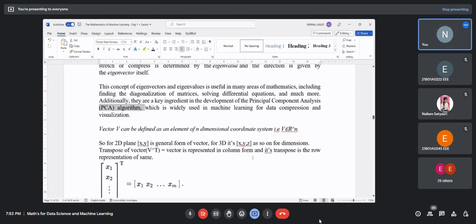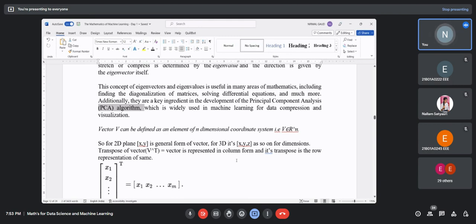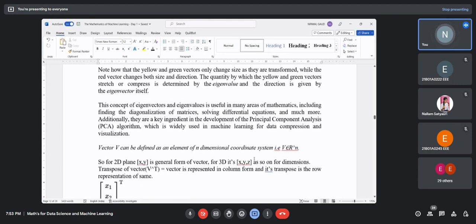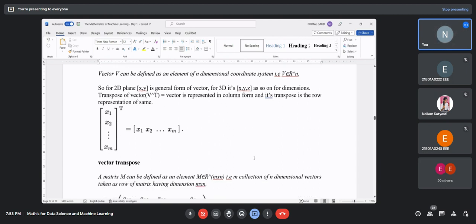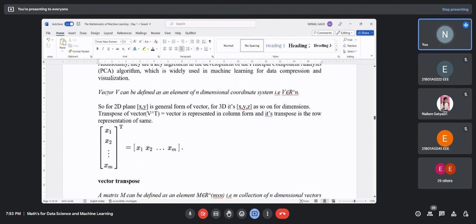Okay, now the next thing is, let us have some further discussion over vectors and matrices. I need to explore these concepts again, because these are the only things used in linear algebra. So, a vector is defined as an element in an n-dimensional coordinate system. You have n dimensions, and I need to represent it in those dimensions. That will be a vector.